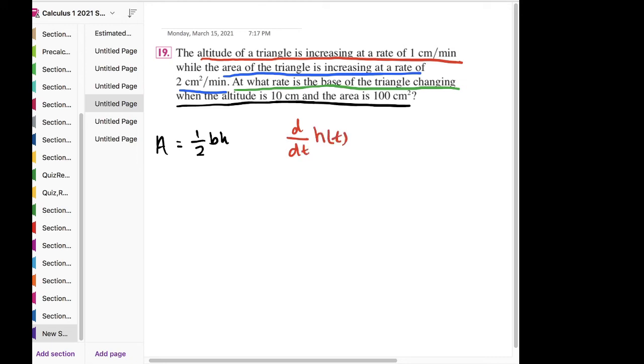How about the area of the triangle increasing at a rate of 2 centimeters squared per minute? And this is fixed, right? It's constant, 1 centimeter per minute. How about the blue one, the area of the triangle increasing at a rate of 2 centimeters squared per minute? So this is also constant.